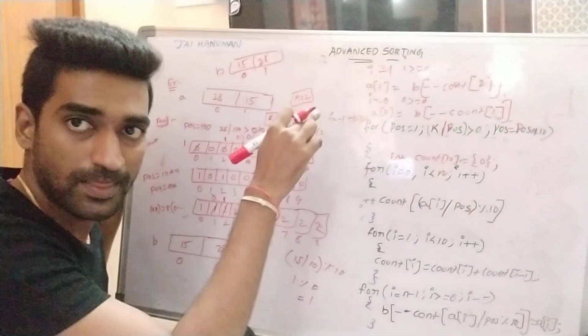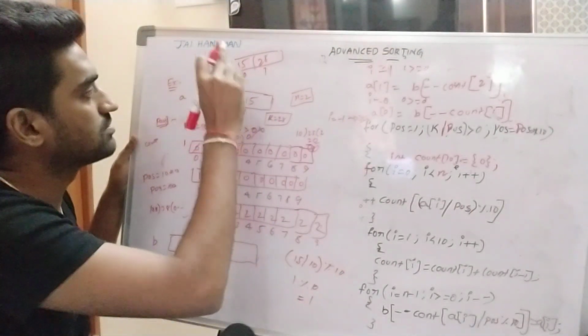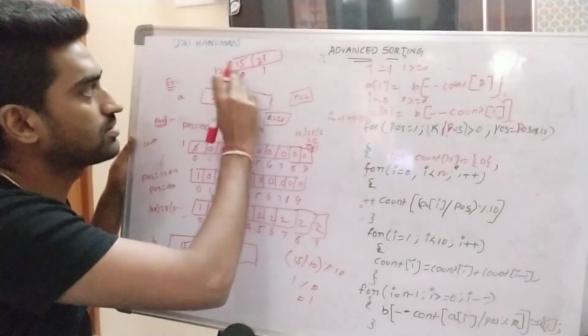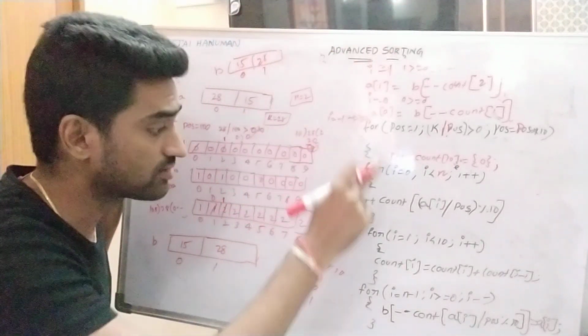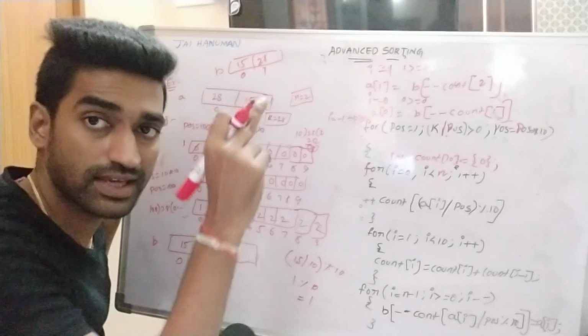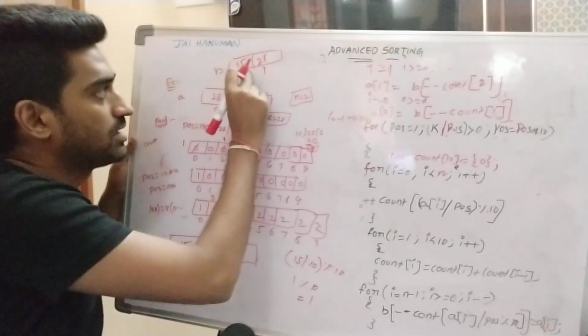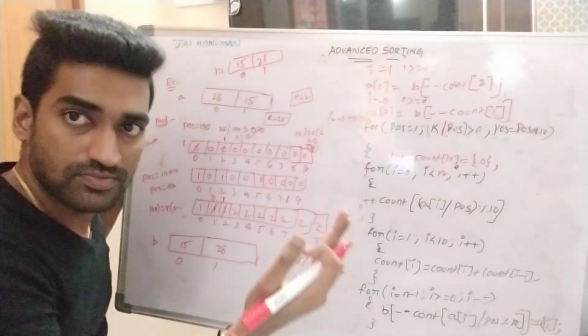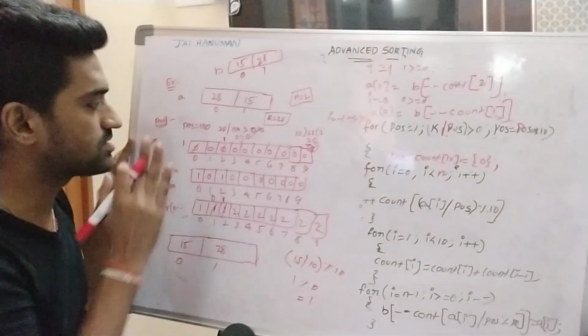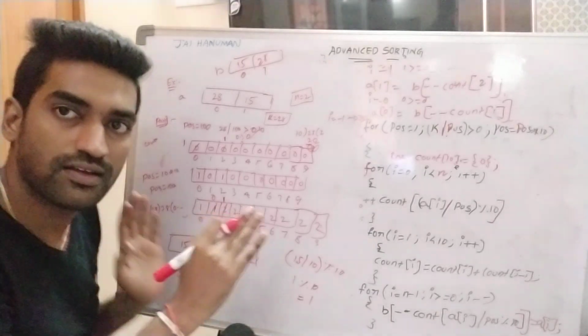So finally we can print this array. This array is copied into A of i. For that purpose I am writing a loop already: A of i is equal to B of i. So finally the output array can be printed with the help of i equal to 0 to n, right? So this is about tracing for radix sort, right?